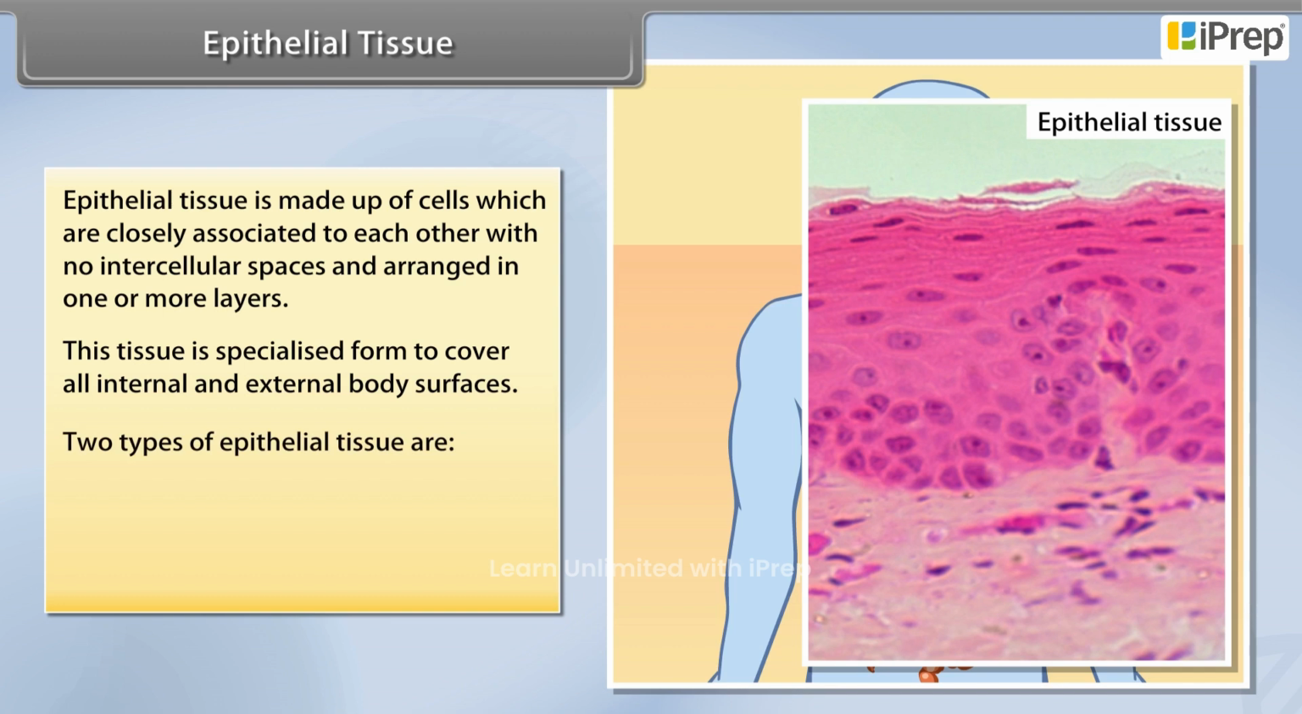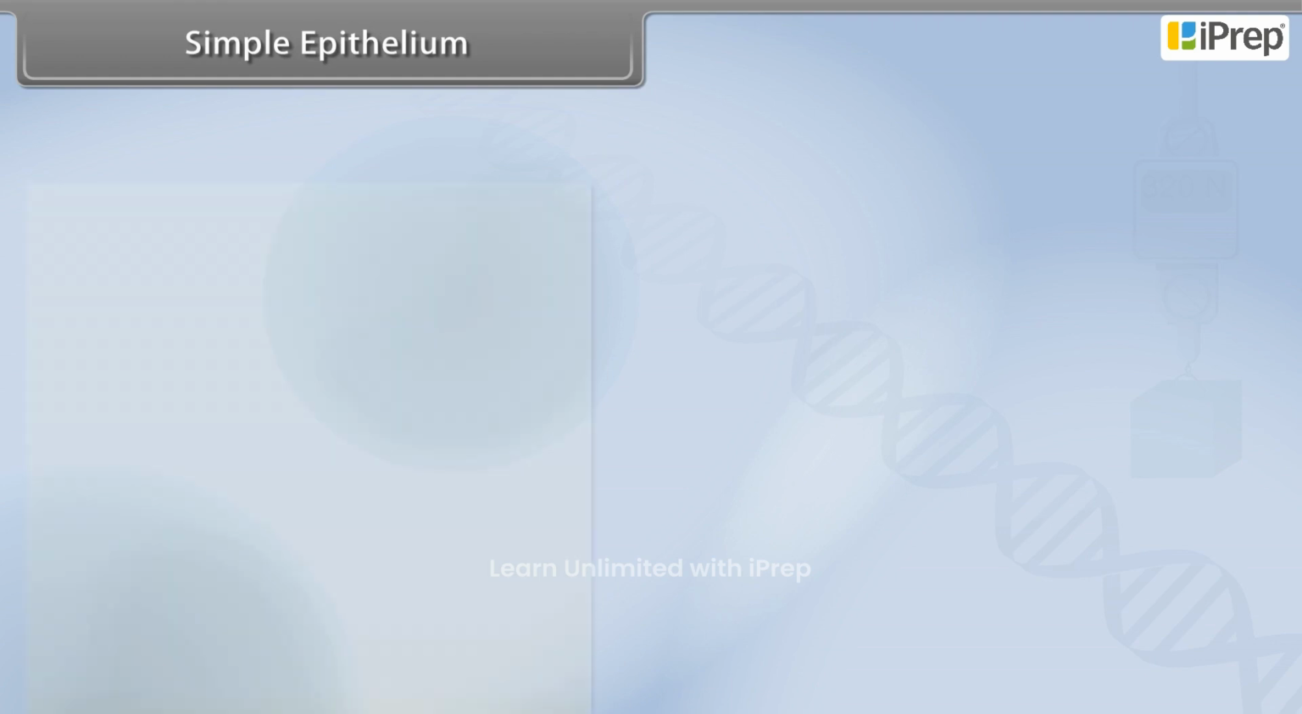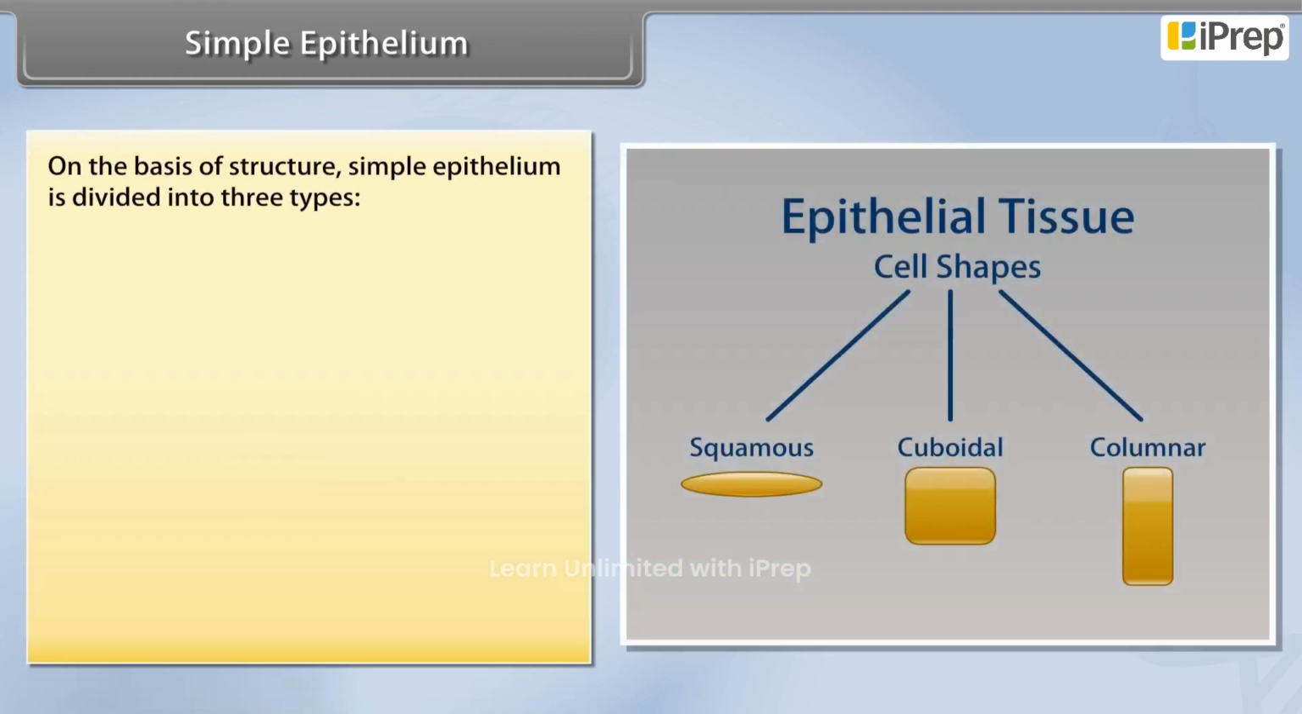The 2 types of epithelial tissues are simple epithelium and compound epithelium. Let's know about them in detail. Simple epithelium. On the basis of structure, simple epithelium is further divided into 3 types. They are squamous, cuboidal, and columnar.